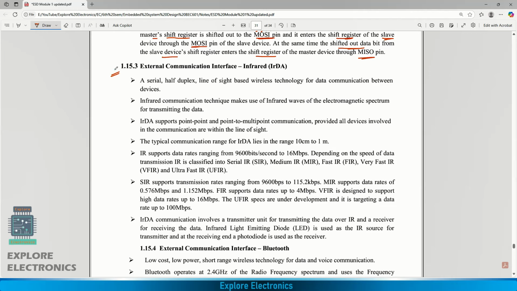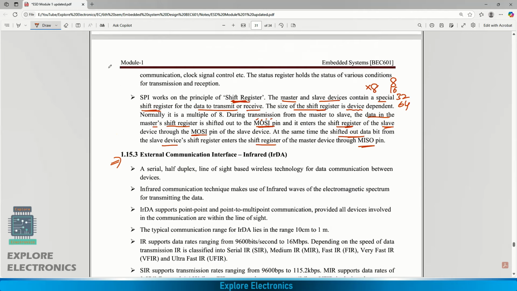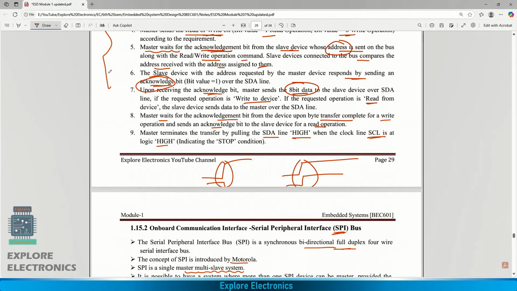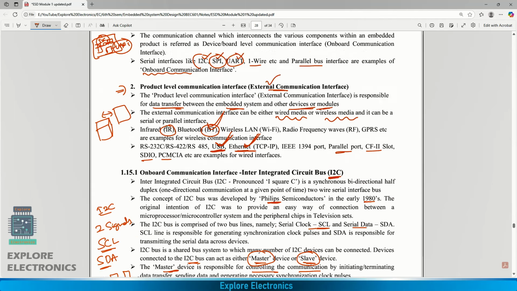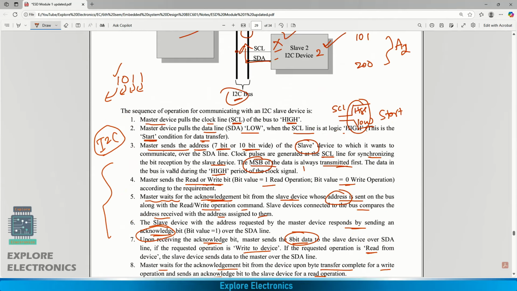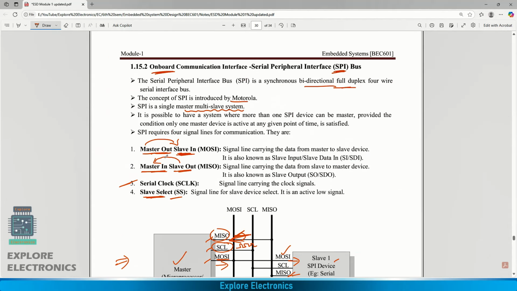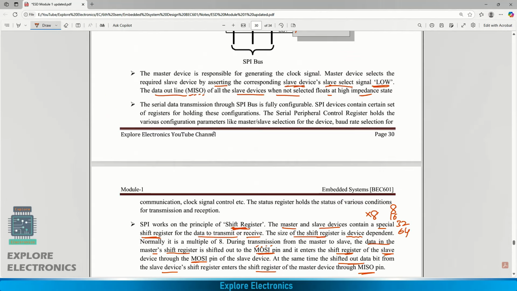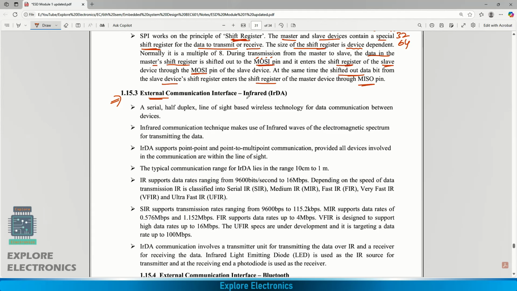Then we have external communication interfaces. So far we have seen onboard communication interfaces. I2C and SPI are onboard. On the board, if different ICs need to communicate, they will use I2C or SPI. Off the board, in the sense of external devices, we have infrared. Infrared is a wireless communication mechanism. It is also serial.